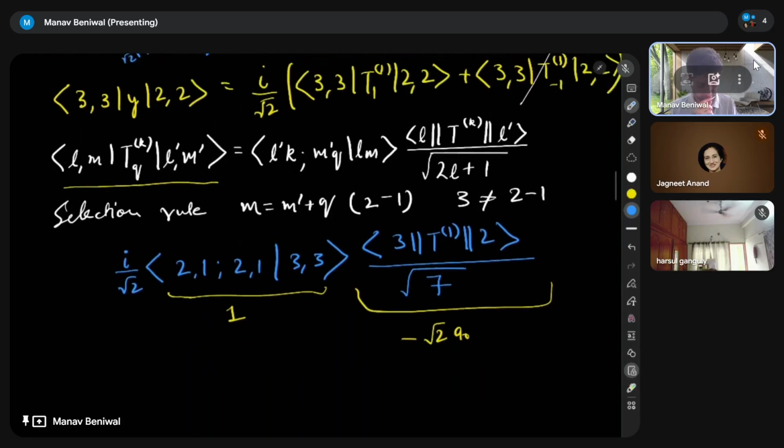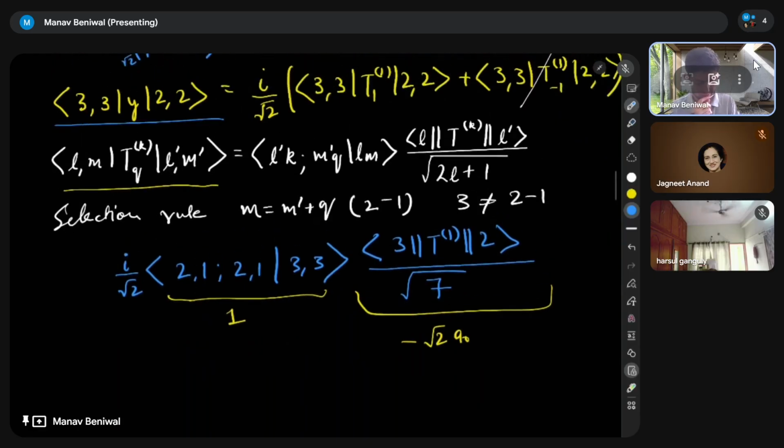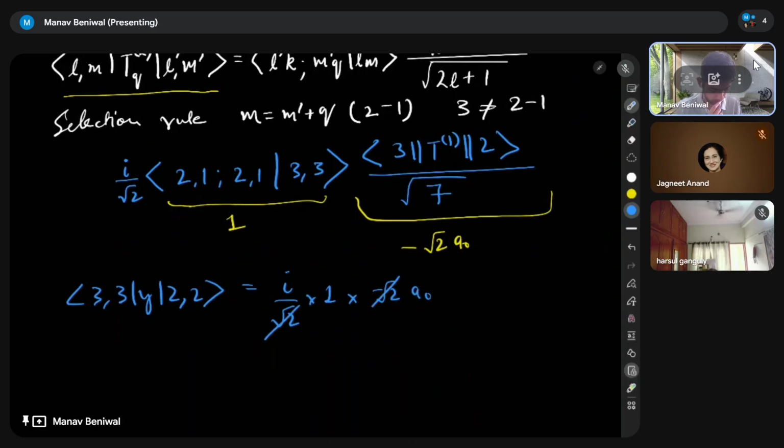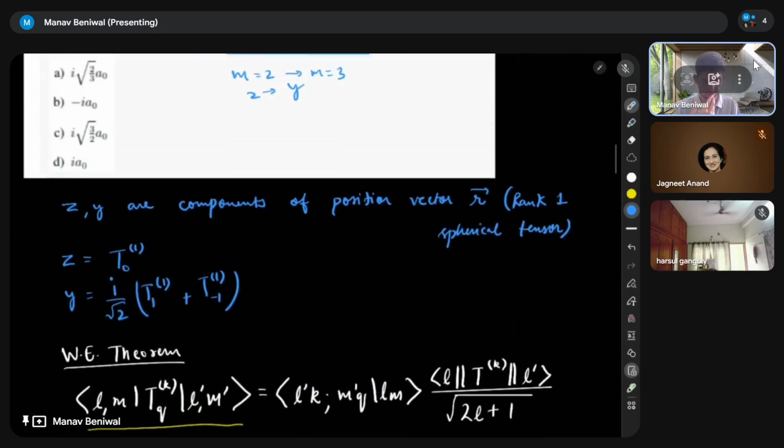Therefore this quantity 33y22 is simply iota by root 2 into 1 into minus root 2 a naught. So this root 2 will cancel out, and what we'll have is minus iota a naught. That's it. So this is our final answer.